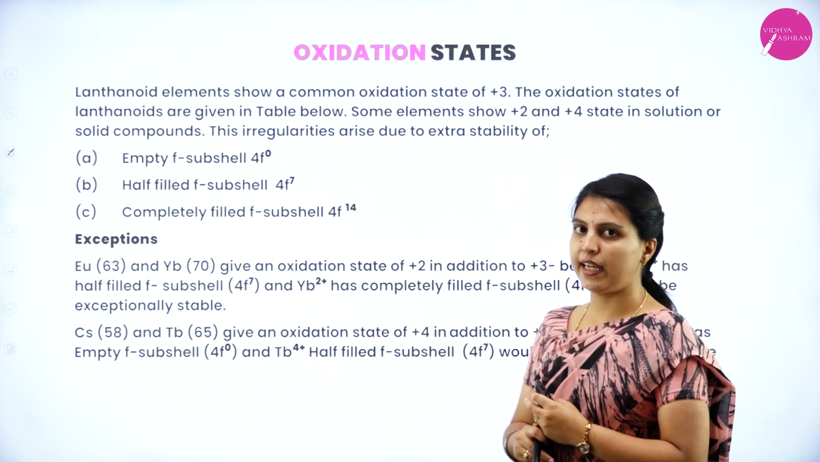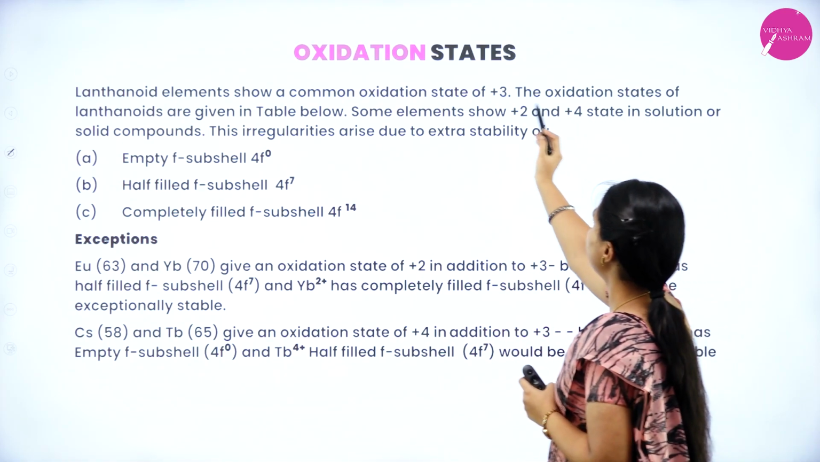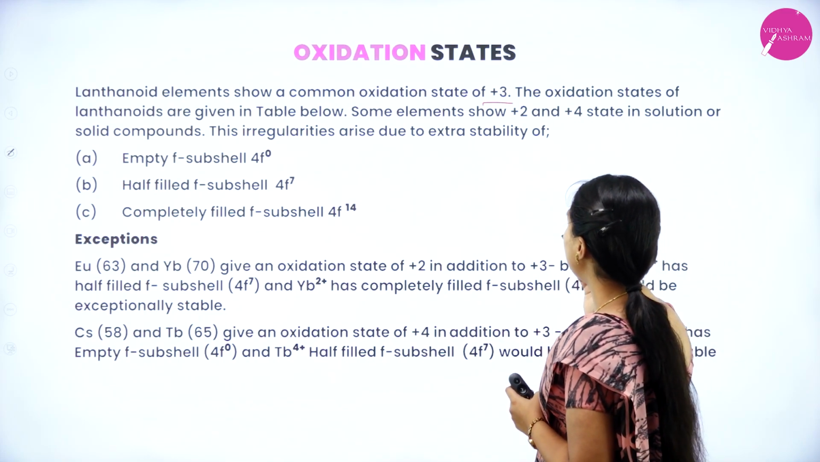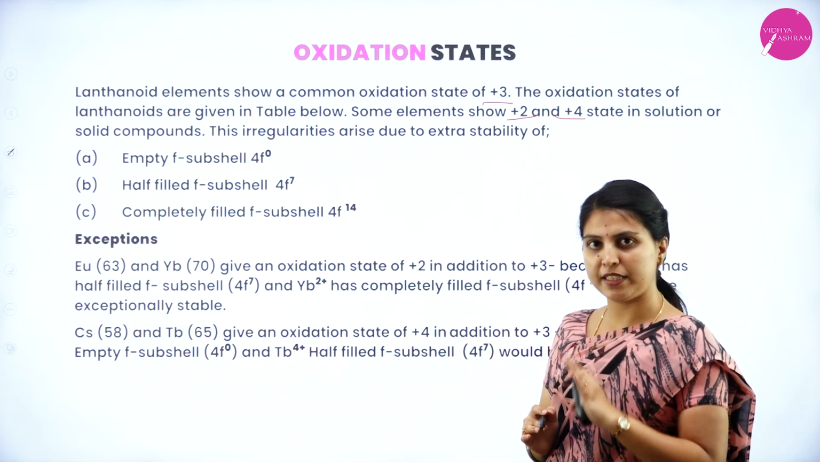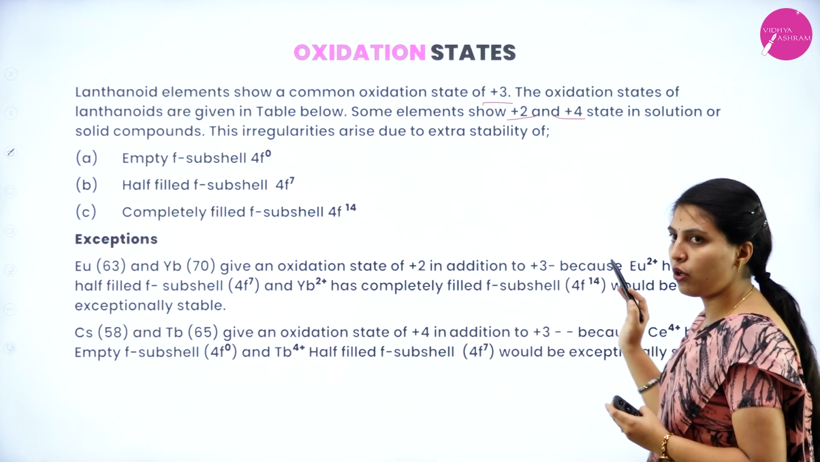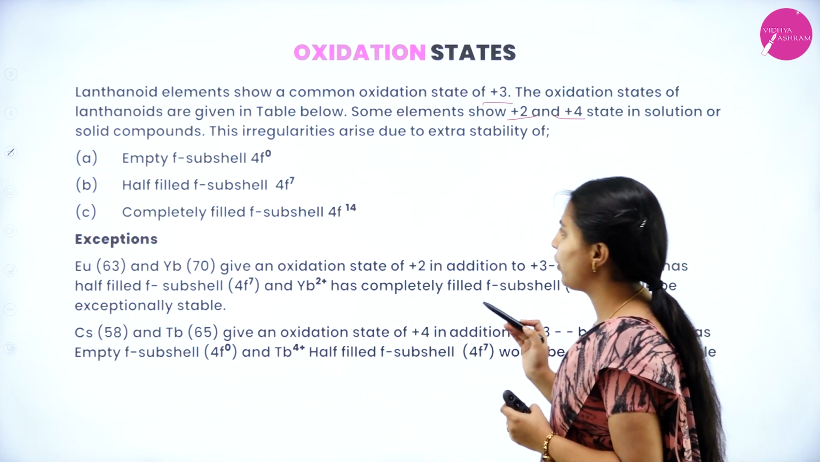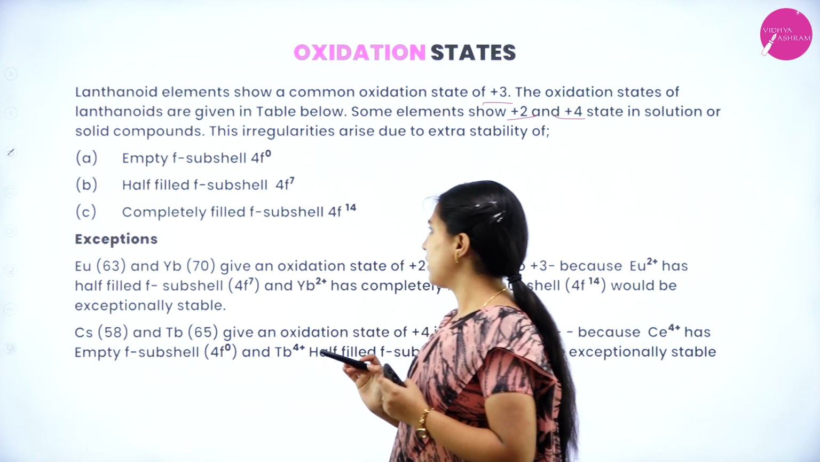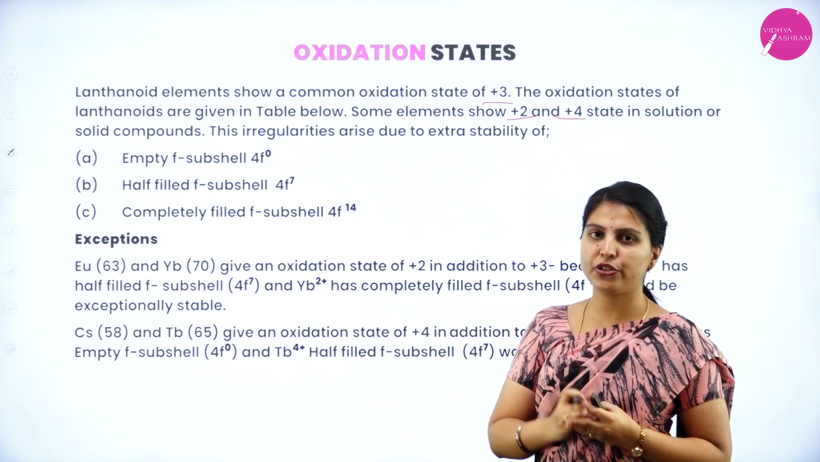Next, oxidation states. Lanthanoid elements show a common oxidation state of +3. The oxidation states of lanthanoids are given in the table. Some elements will show +2 and +4 also, in solution or solid compounds. These irregularities arise due to the extra stability of empty f subshell, half-filled f subshell and completely filled f subshell. Usually +3, rarely +2 and +4.